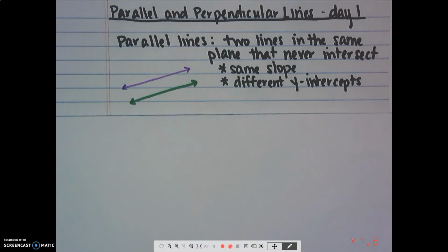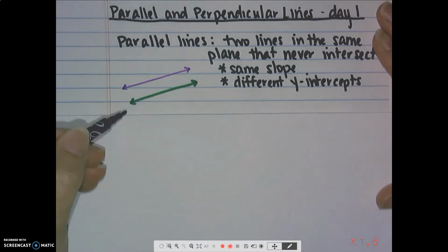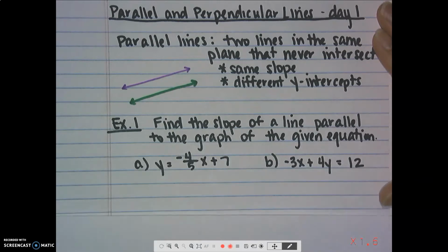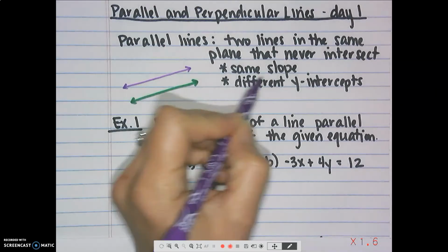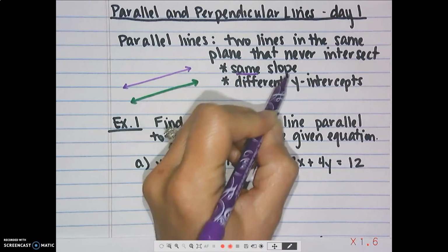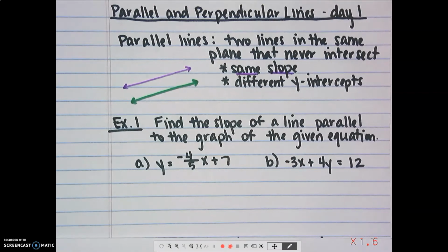Okay? So here's an example of two parallel lines. Again, they would keep going on forever and ever and never crossing each other. All right. So the first type of question we're going to look at says find the slope of a line parallel to the graph of the given equation. So all we have to do is look at the equation given to us, figure out what the slope is, and then say that's what the slope of the line that's parallel to that would be.